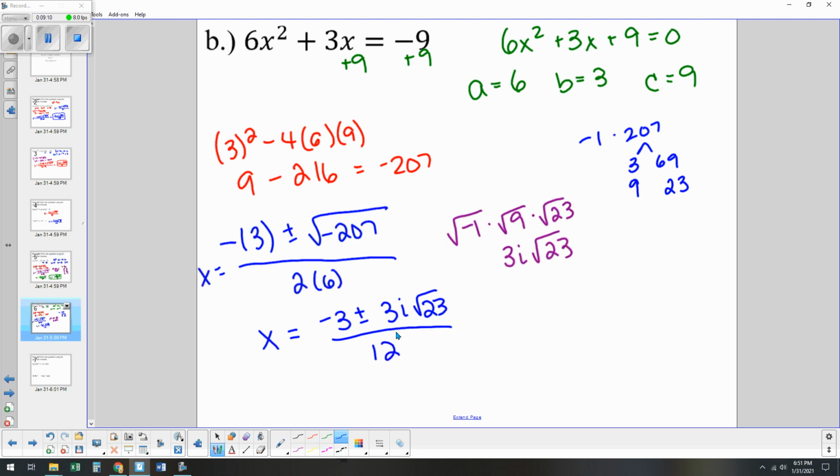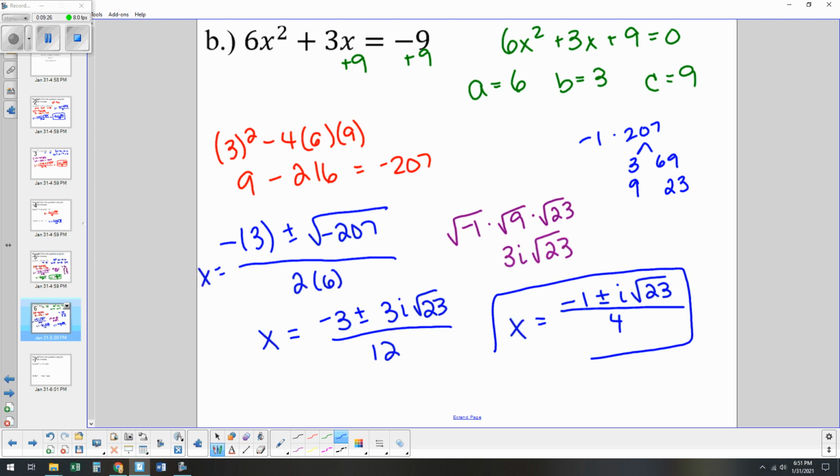All three of these terms are divisible by 3, so I'm going to divide everything in the problem by 3. That's negative 1 plus or minus i root 23 all over 4, right? 12 divided by 3 is 4. So this is my answer here.